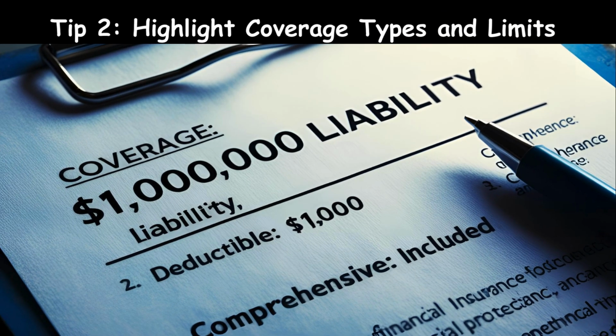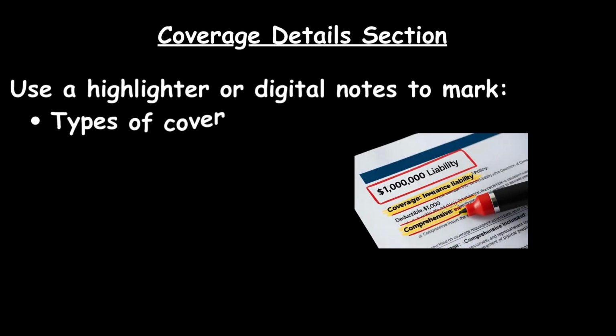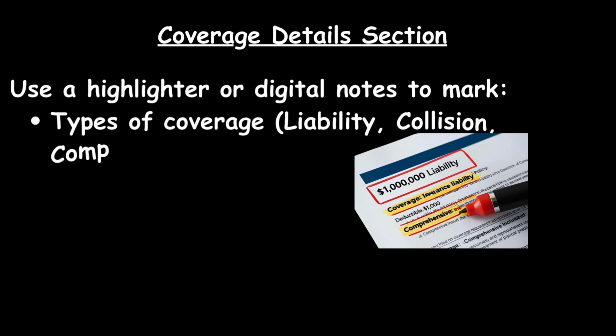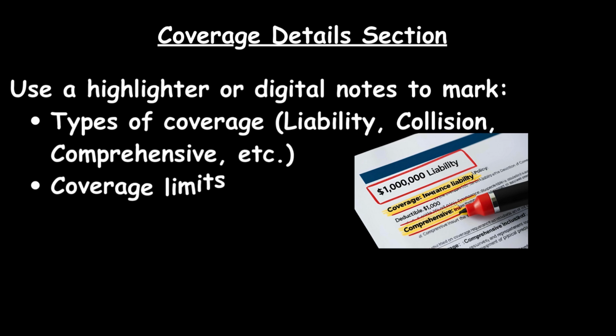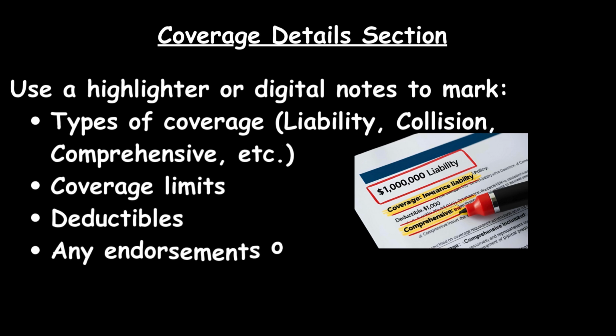Tip 2. Highlight coverage types and limits. Once you've reviewed the DEC page, go to the Coverage Details section. This is where the bulk of your policy lives. Use a highlighter or digital notes to mark the following: types of coverage, liability, collision, comprehensive, etc. Coverage limits, deductibles, any endorsements or special riders. This helps you quickly see what protection you have and what you don't.